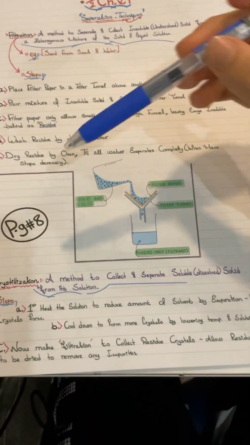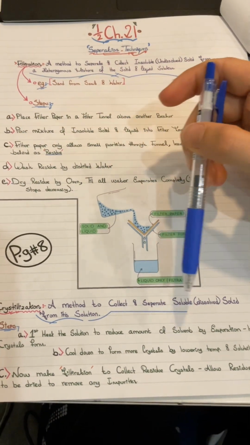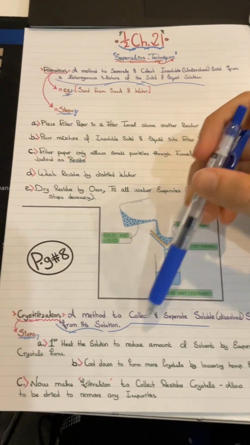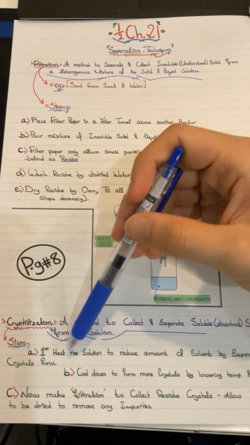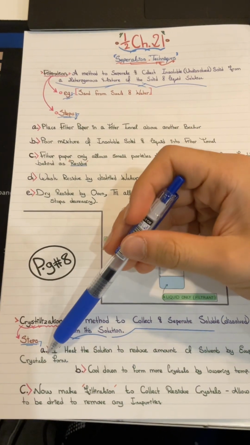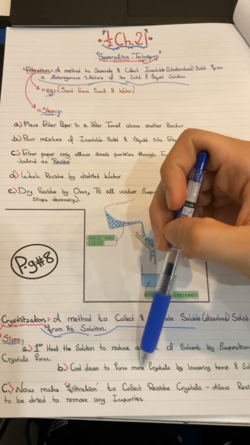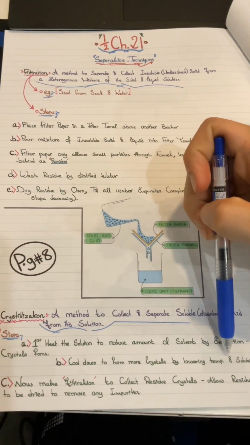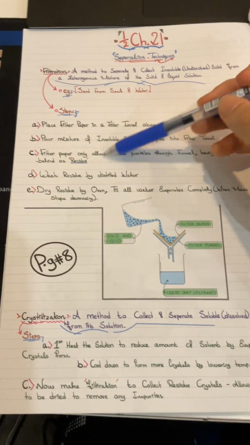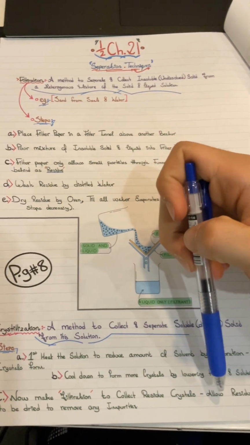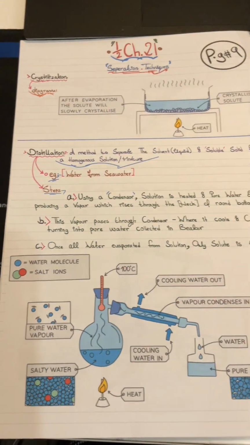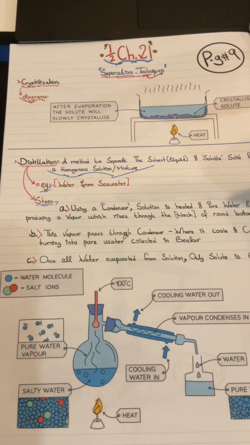Let's move to crystallization, a method to collect and separate soluble, dissolved solid from its solution. First, heat the solution to reduce the amount of solvent by evaporation and let the crystals form. Then cool it down for more crystals to form, lowering the temperature and solubility, and then filter these crystals to collect the residue, allowing the residue to be dried to remove any impurities. This is crystallization. I think that was also quite clear.